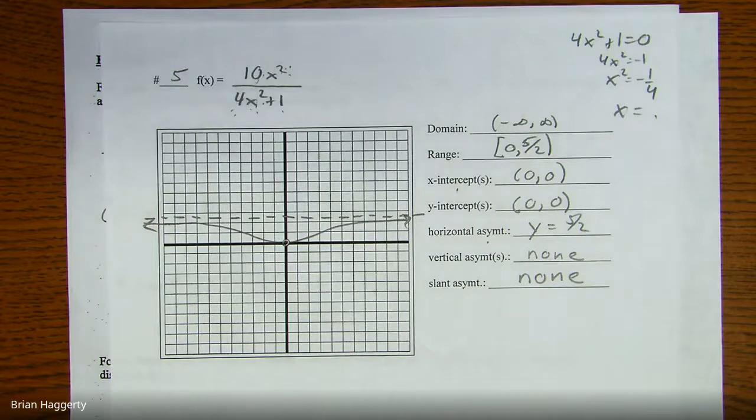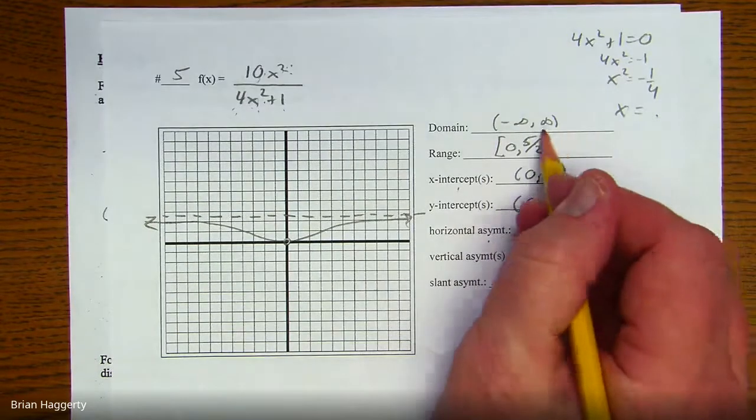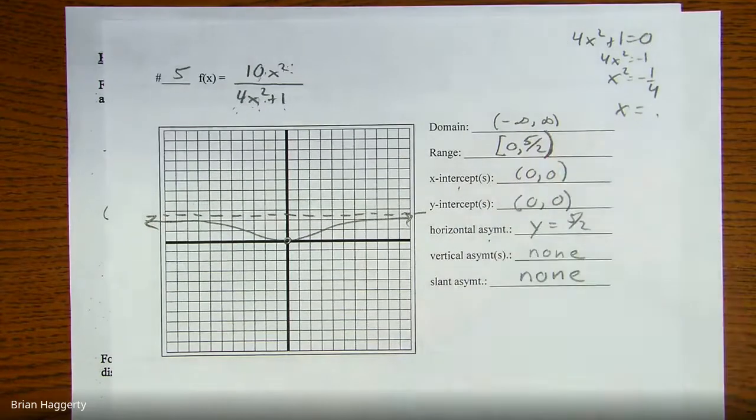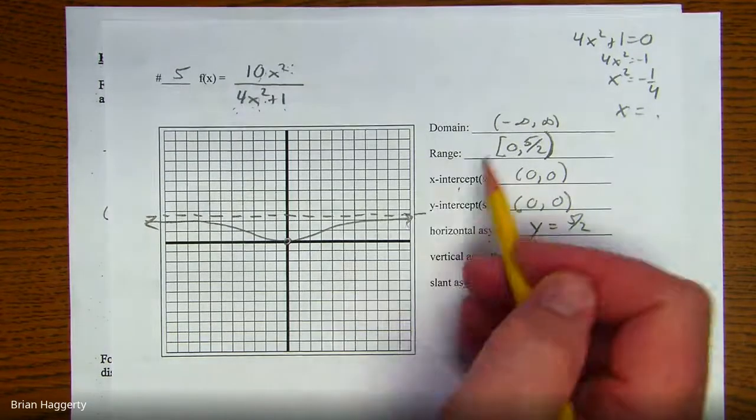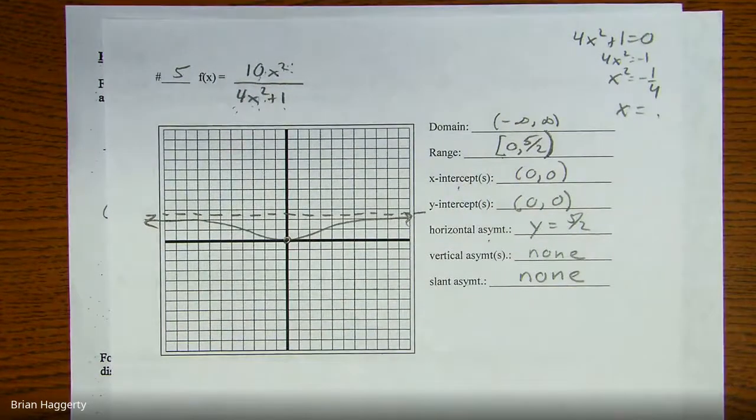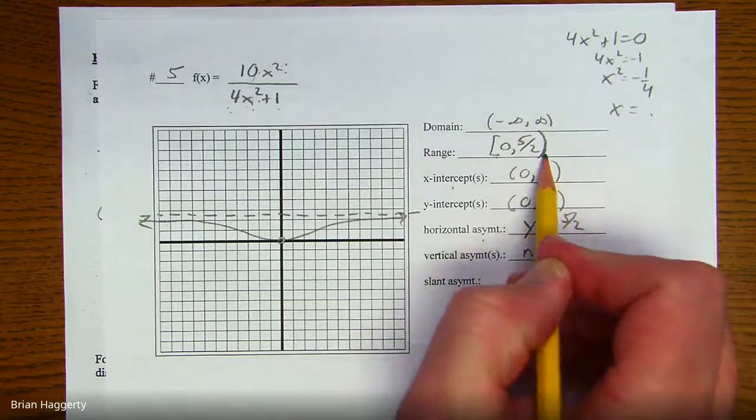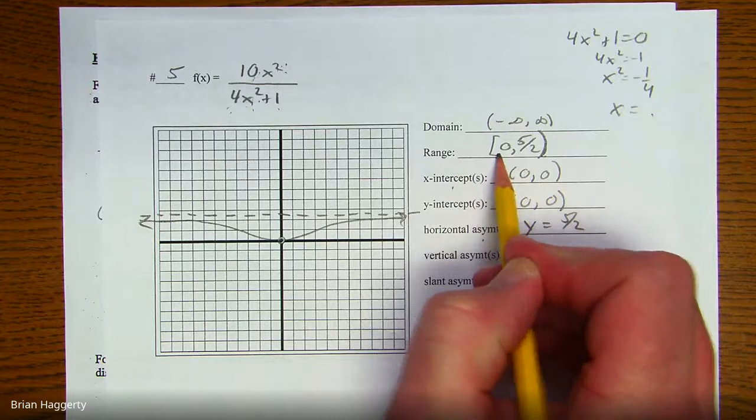Because it doesn't touch 5 halves, is that why you... Exactly. Yeah, that means up to, but not including if you have the parenthesis. If you have the bracket, that means up to and including. Did I say that the right way? Parentheses, up to and not including. Bracket is up to and including.